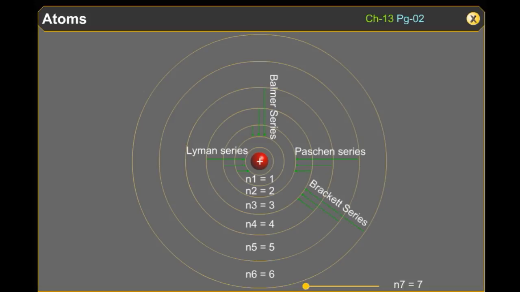Brackett series. The Brackett series is obtained when an electron jumps to the fourth orbit, n1 is equal to 4, from any outer orbit, n2 is equal to 5, 6, 7 and so on. Pfund series. The Pfund series is obtained when an electron jumps to the fifth orbit, n1 is equal to 5, from any outer orbit, n2 is equal to 6, 7, 8 and so on.